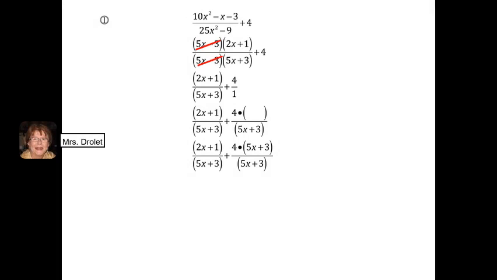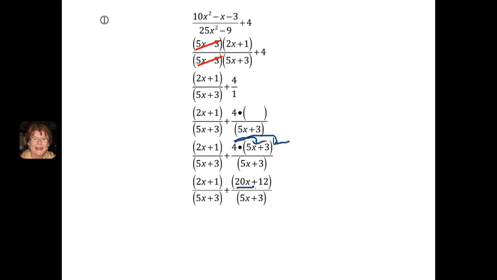It's important that you simplify your numerators before adding. Well, here it's already simplified, 2x plus 1. But here it's important that you perform that operation. You're multiplying the 4 by both terms inside the bracket. You're distributing the 4 to both terms. That will give you 4 times 5x is 20x, and 4 times 3 is positive 12.